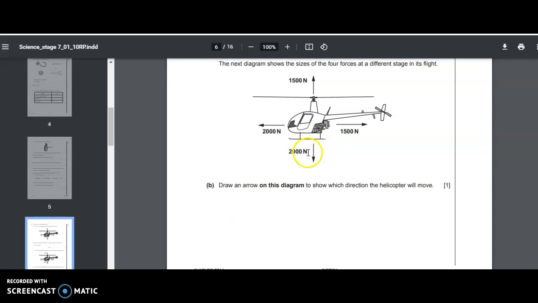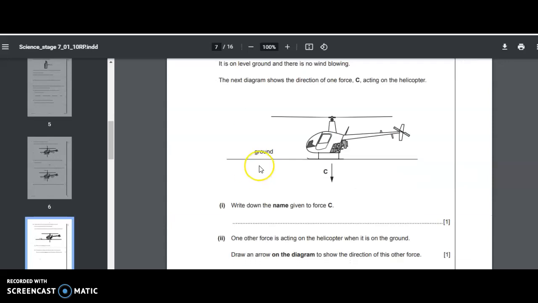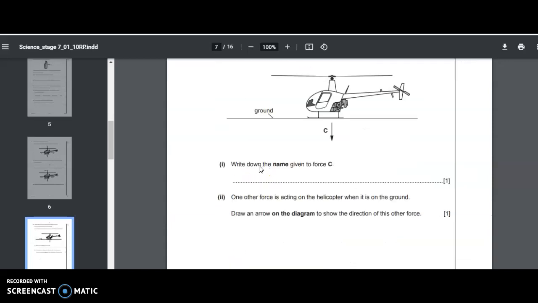the number that is greater is where it's going to go. 2,000 is bigger than 1,500, so we know it's going down, but we also have to look at these forces. 2,000 is bigger than 1,500. So your arrow is going to go in this direction. The helicopter is moving this way. What this is, is gravity.